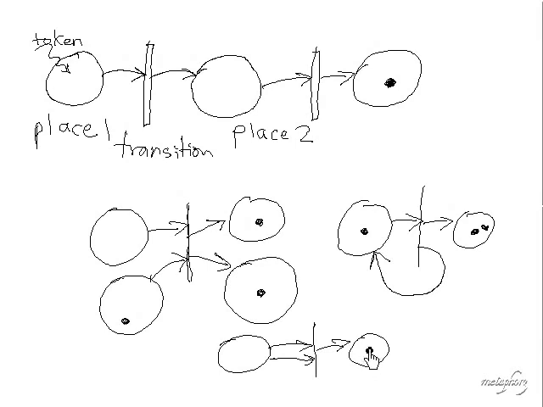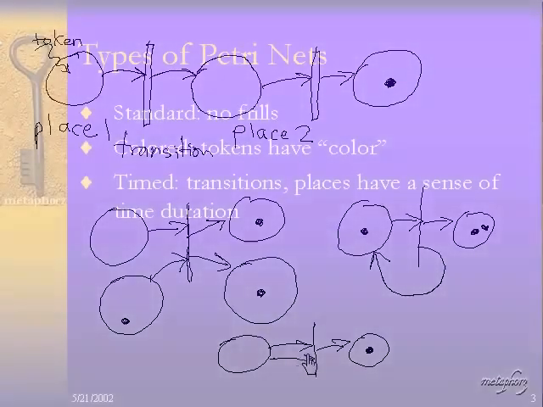Note there is no conservation of tokens in Petri nets. You have to execute the Petri net by following the simple rule of taking one token from every input place, firing the transition, and producing a new token in every output place.